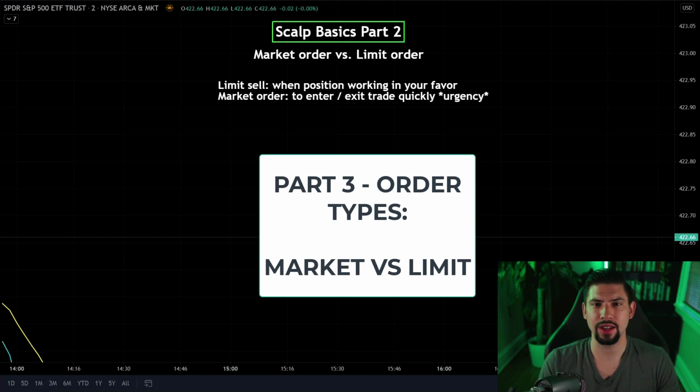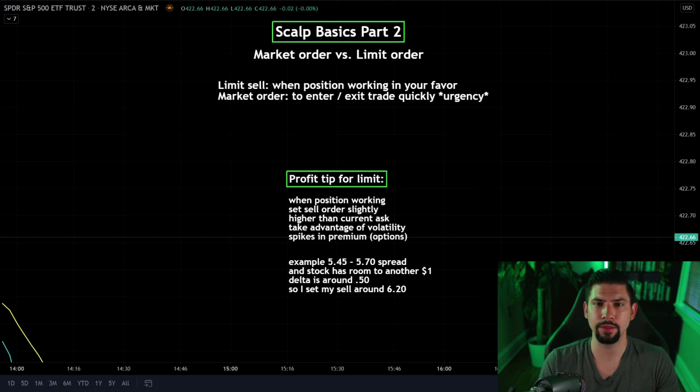Today we're going to be discussing the two types of orders that I use exclusively when I am scalping. Now, the order you use will depend on the market conditions that you're seeing in front of you. The first type of order that you can make is a limit order. And a limit order basically says you want to pay X amount for the option or for the stock, or you want to sell it at a certain amount.